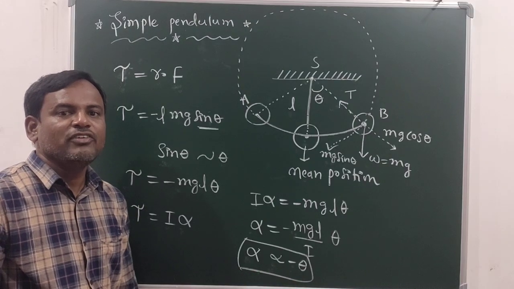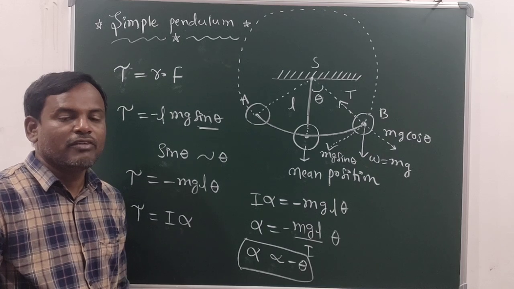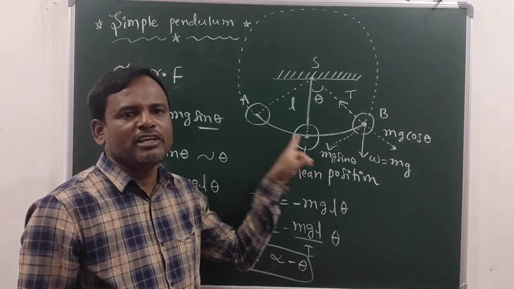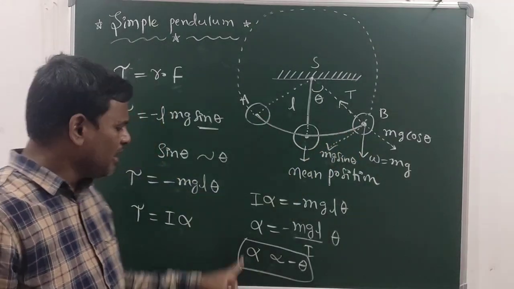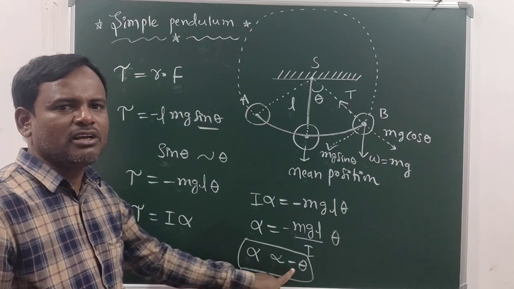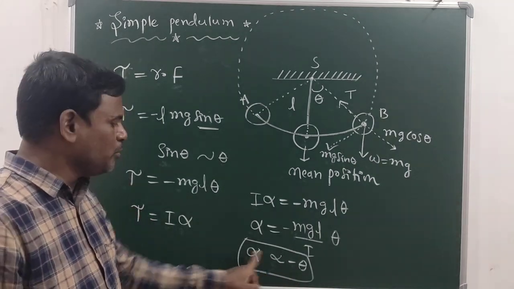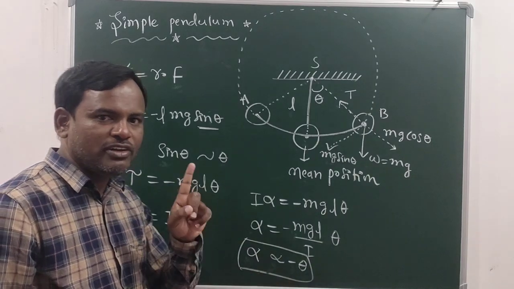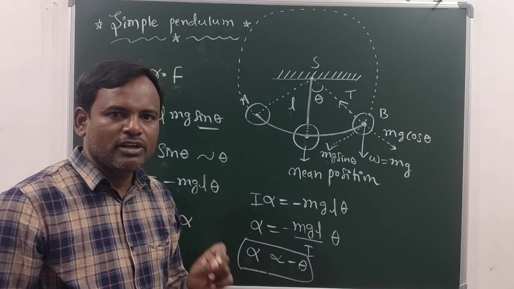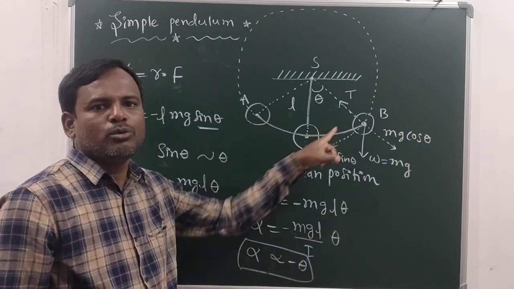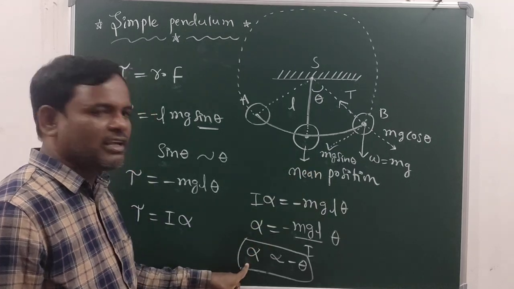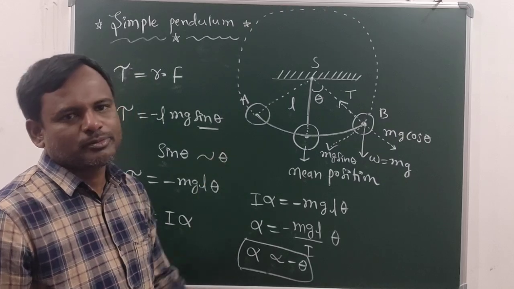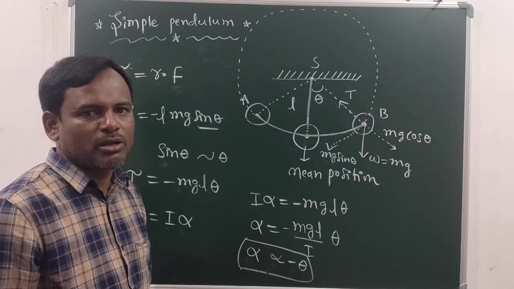You learned the definition of simple harmonic motion. When do you say a motion is simple harmonic motion? Whenever it makes to and fro motion and acceleration is directly proportional to the displacement in the opposite direction. Sign should be minus. Whenever the object is in to and fro motion and angular acceleration is directly proportional to the angular displacement, then that object is in simple harmonic motion.